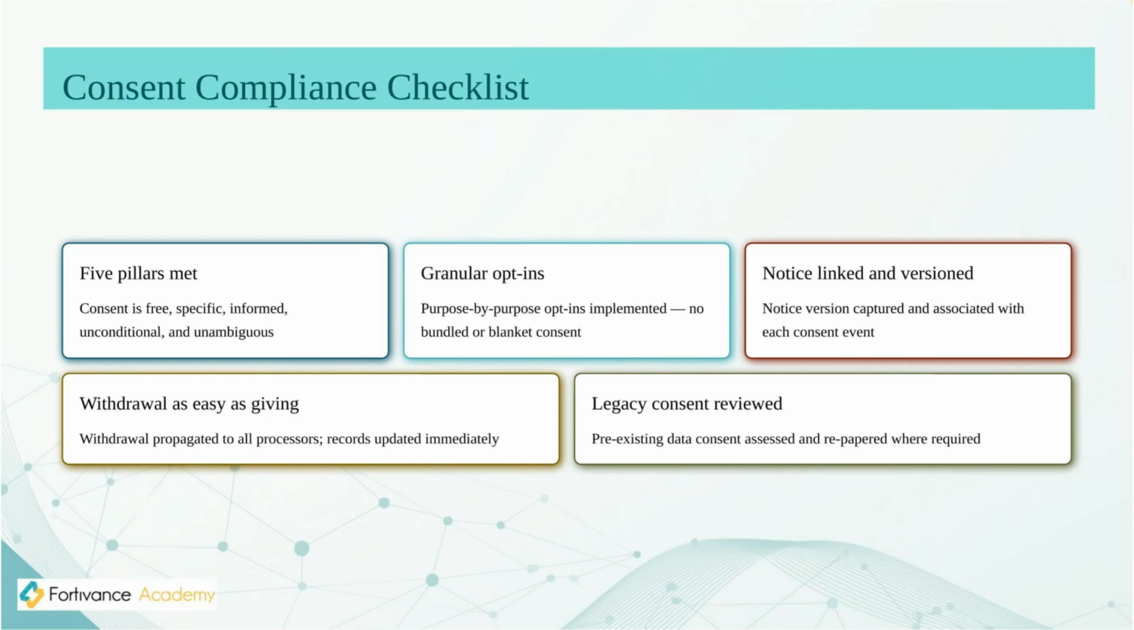Next, granularity. Can people consent to some purposes and decline others, or is it all or nothing? Move to logging. Are you capturing each consent with its purpose, timestamp, and the notice version shown? Then, withdrawal. Is taking consent back genuinely as easy as giving it? And do you actually stop the relevant processing when someone withdraws? Now, the pre-existing data question. Have you audited older data and made a plan to refresh consent where it falls short? And finally, the gut check. If a regulator asked you to prove any single consent, could you?